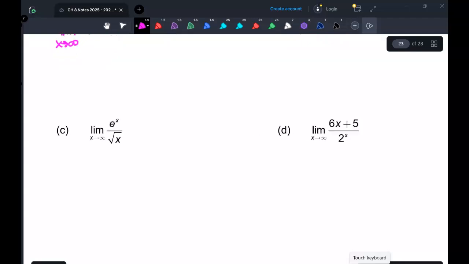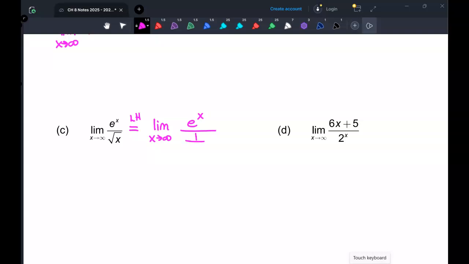Okay, next one. We have limit as x approaches infinity of e to the x over root x. So the numerator is going to give us e to the x. The denominator, remember this is going to be 1 over 2 root x. If I rewrite this, I'll have e to the x times 2 root x. Well, as x approaches infinity, this goes to infinity / does not exist.